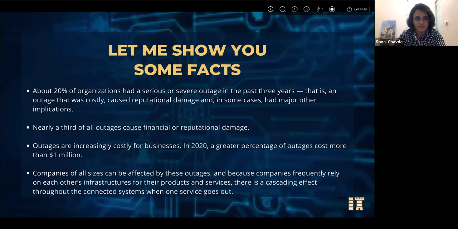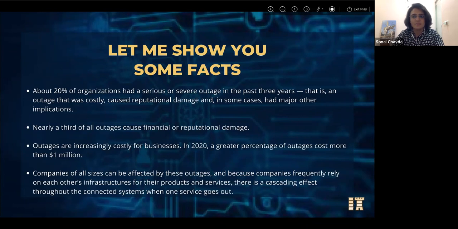If we look at some facts, about 20% of organizations had a serious outage in the past 3 years. Nearly 1/3 of all outages cause financial or reputational damage. Outages are increasing, and in 2020, the cost of outages was more than $1 million. And if you think it affects only bigger companies, it is not so. Companies of all sizes can be affected by these outages.